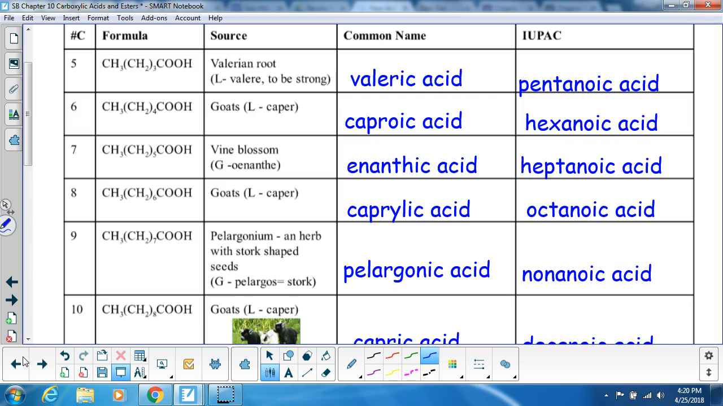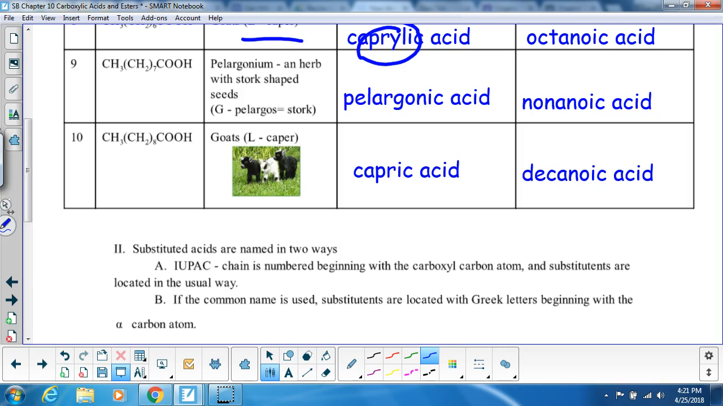Notice we have goats again. Here's goats, here's goats. They changed it just a little bit to go from hexanoic to octanoic. I'm really glad we have the IUPAC names, because I don't know if I could keep these straight in my mind. 9 is an herb with stork-shaped seeds. How's that? That's where the common name is from, but I would prefer nonanoic acid. And finally, number 10 again had to do with goats, believe it or not. So here's capric acid, and again, there are 3 acids derived from goats. I prefer the IUPAC.